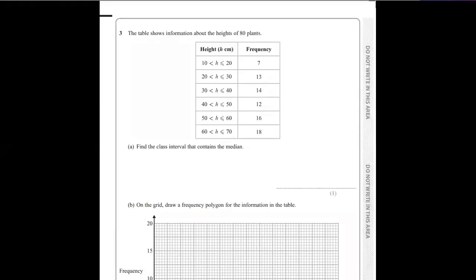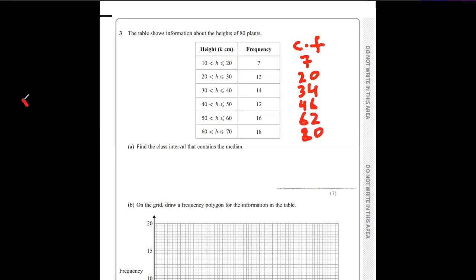Margaret, question number 3. You're going to answer part A of this. You have to work out the cumulative frequency. Whenever we need to work out the median, we need to work out cumulative frequency. Well done, Margaret. First number will be 7. Second number will be 27 add 13. Next one will be 34. Next one? 46. And then add 60 to 62. And then 80.